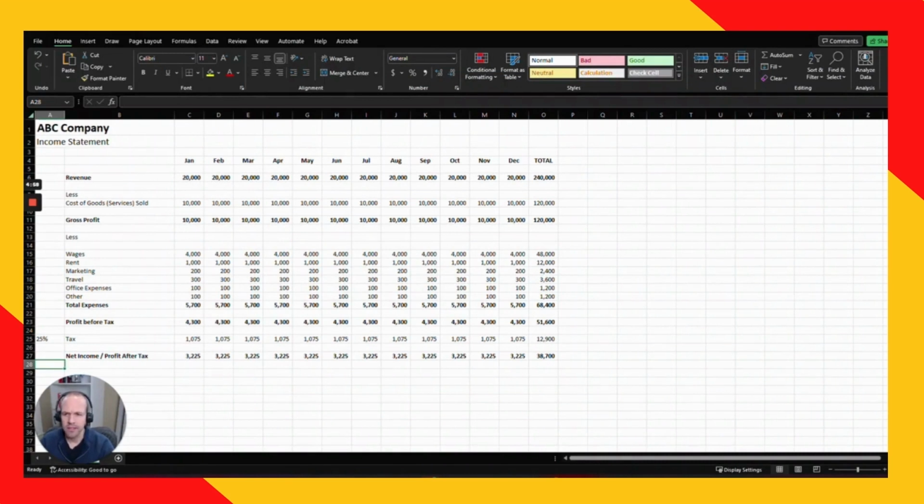Okay, so let's get started. Let's review the income statement. So what I've done here is I've laid out the income statement on a monthly basis. You can see here columns laid out January through December. And in this video, we're just going to explain what the different terms mean.